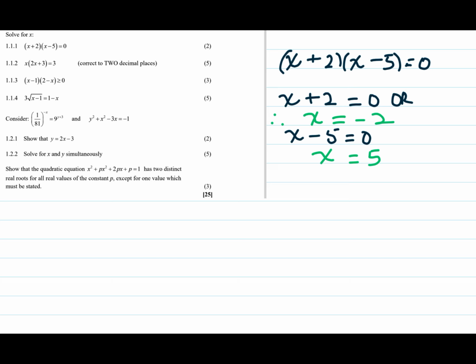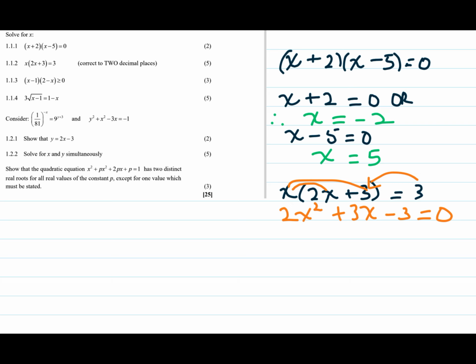Let's move on to the next question, 1.1.2. So this one here, we have an equation. Let's multiply the brackets. We'll have x times 2x, that's going to be 2x squared. X times 3, that's going to be plus 3x. And then let's take the 3 to this side. It's going to be minus 3 is equal to 0, right? Then we try and factorize. We see that we can't factorize.